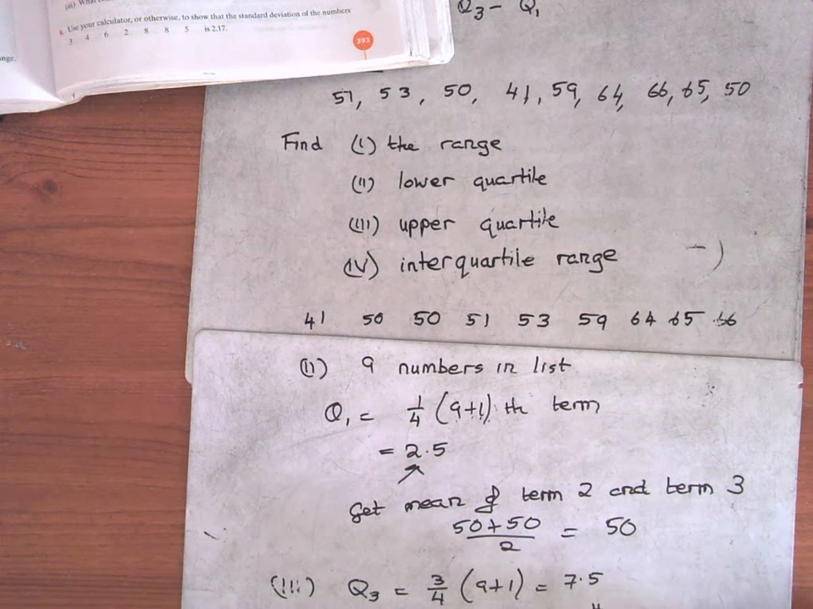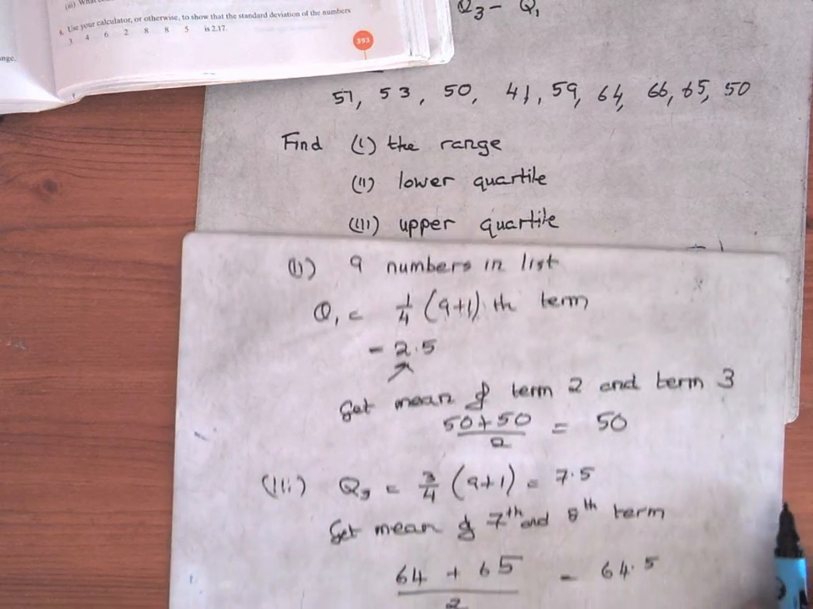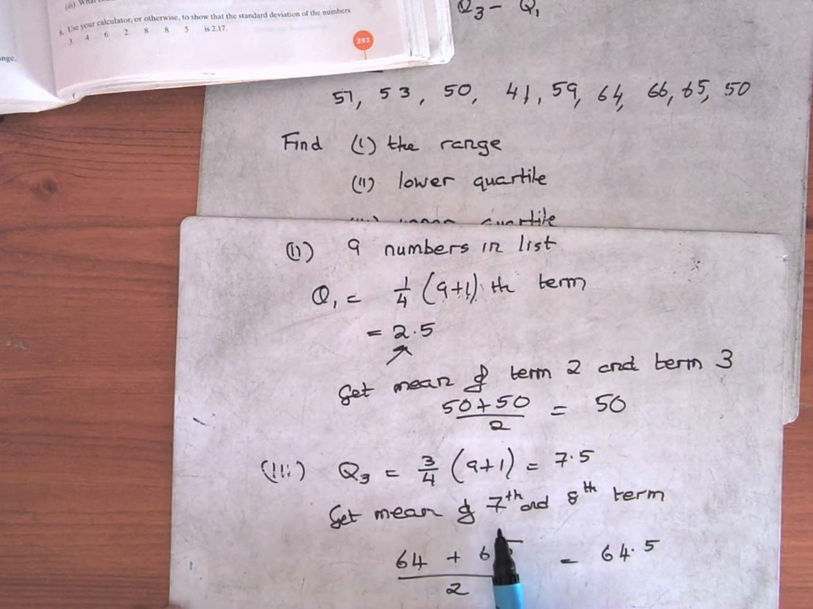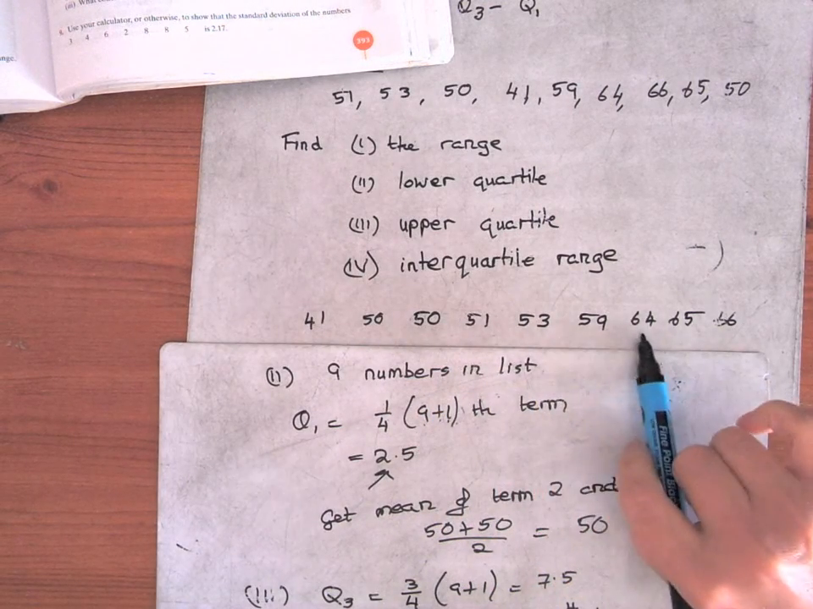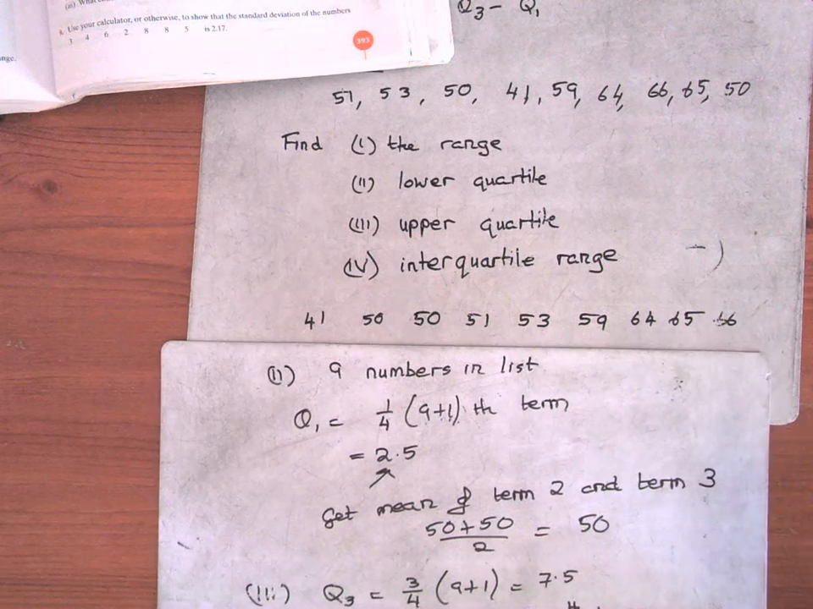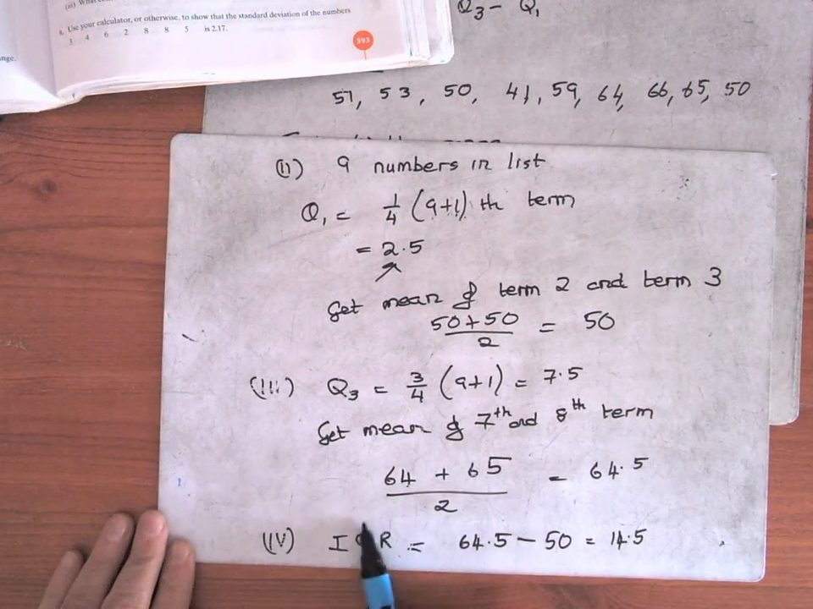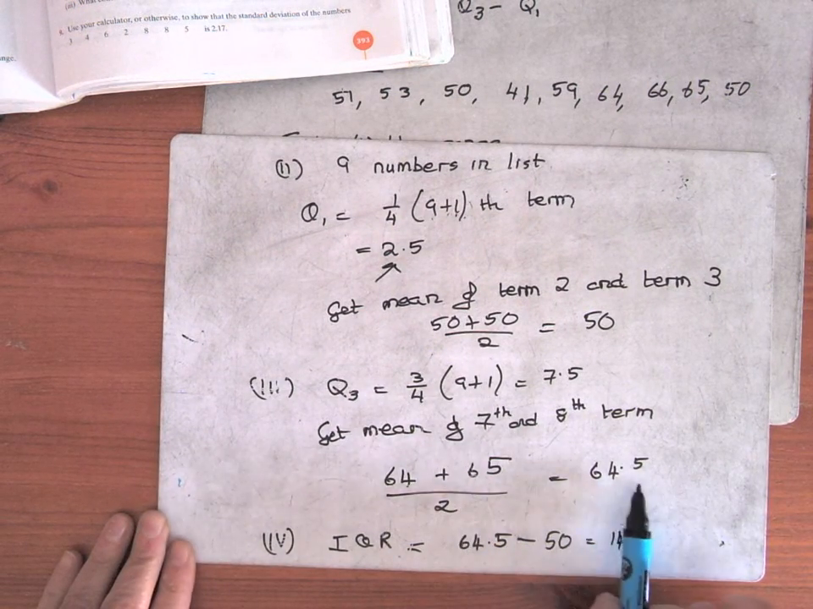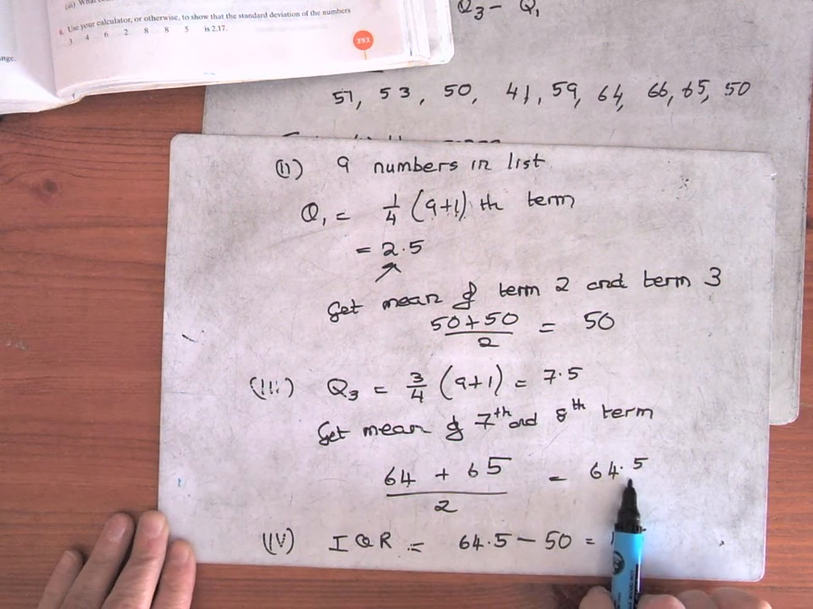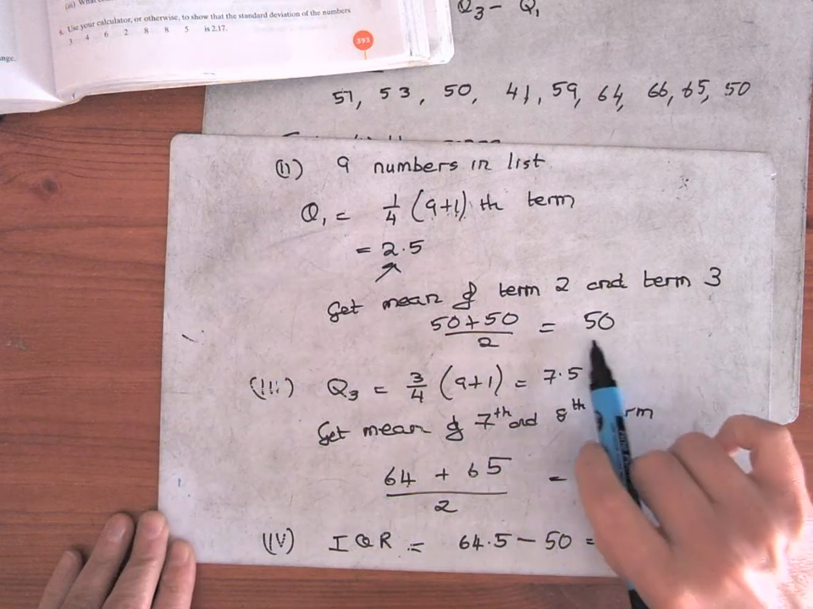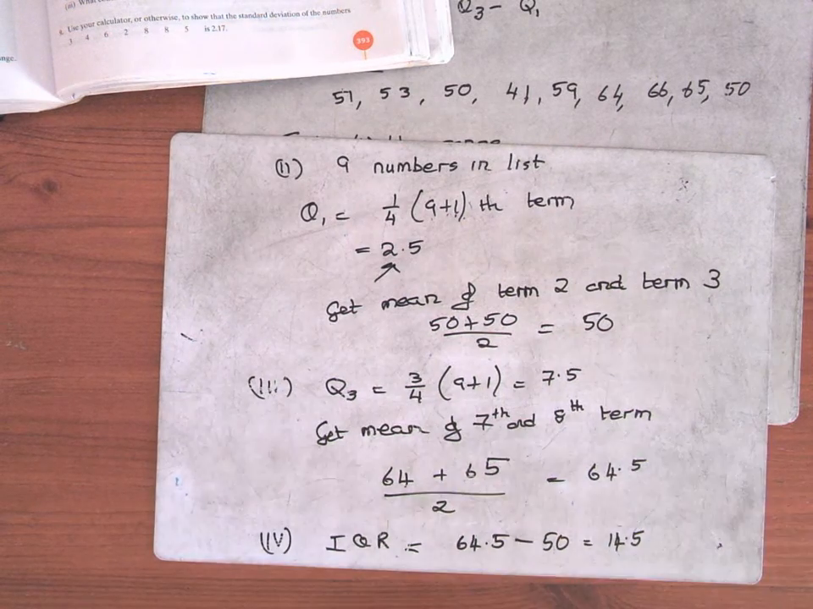To get the upper quartile, it's 3/4 of n plus 1. So that's 3/4 of 9 plus 1, which is 3/4 of 10, which is 7.5. Again, it's a non-integer value, so you get the mean of the 7th and 8th term in the list. So 1, 2, 3, 4, 5, 6, 7. The 7th term is 64, the 8th term is 65. So I get the mean of those: 64 plus 65 divided by 2 is 64.5. Then to get the interquartile range, it's the upper quartile, which was 64.5, take away the lower quartile, which was 50, and that gives me 14.5.